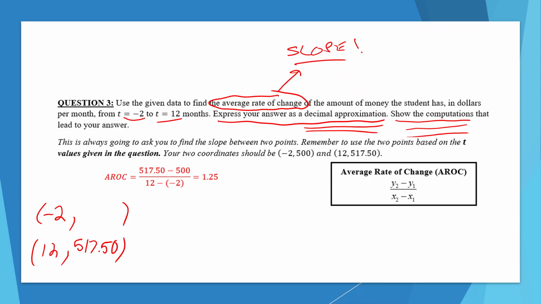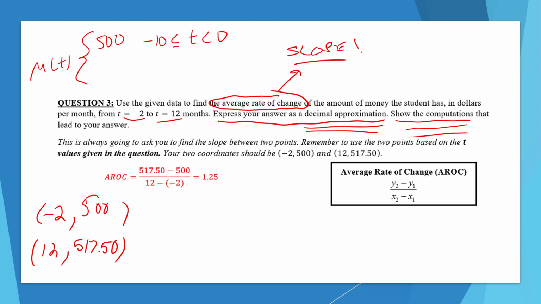All right, -2 though from the piecewise function is, remember, when t is between -10 and 0, I think it was m of t was the function name, that was 500 because it was $500 just sitting there for the first 10 months before he even opened the bank account at time 0. So at time -2, he obviously only had $500. So that's our second coordinate.